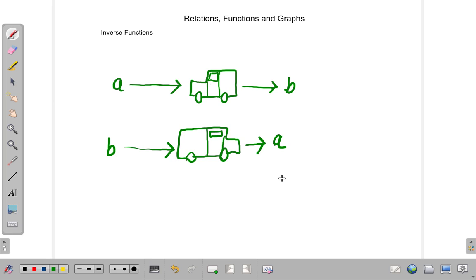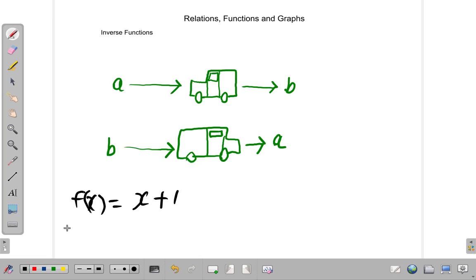Let's look at an example of a function and its inverse. Let's say you have a function. Generally, you can use y equals, but since we're dealing with functions and relations, and generally you have an equation in the form y equals, let's use the form f of x equals x plus 1. This is a function.